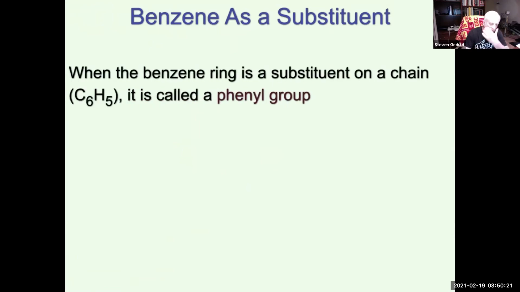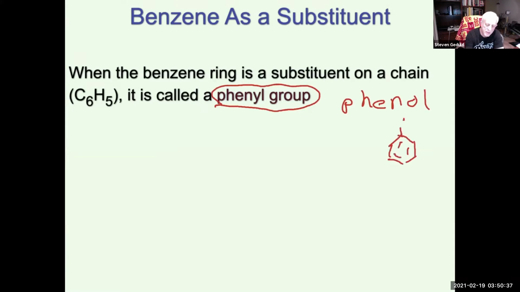Perfect. Now we can have benzene as a substituent, not as the main compound. We can have benzene hanging off a ring. Maybe we change the name a little bit. When benzene's a substituent, it's called a phenyl group. Do not get confused between phenol and phenyl. Phenol is an OH group on a benzene ring. Phenyl is a benzene ring attached to a hydrocarbon.